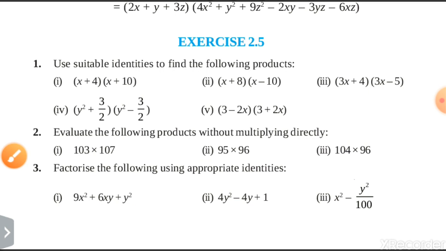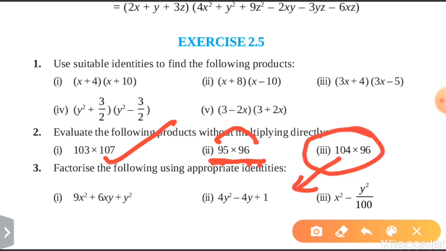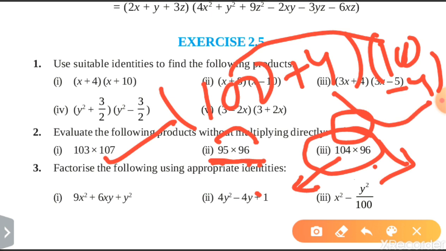Now see the second part. You can write 95 as 90 plus 5 and 96 as 90 plus 6, and you will apply the same formula, (x plus a)(x plus b). Or you can write it as (100 minus 5) into (100 minus 4) also. Now similarly, in the next part you can see that 104 we can write as 100 plus 4 and 96 as 100 minus 4. So the first part is the same and the second part is also the same, so we will apply a square minus b square.